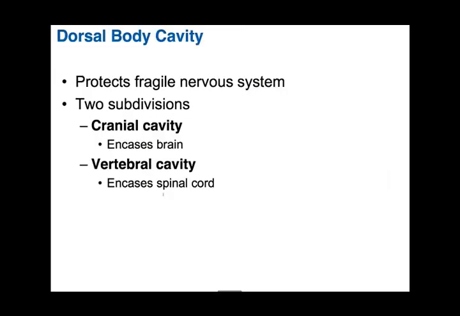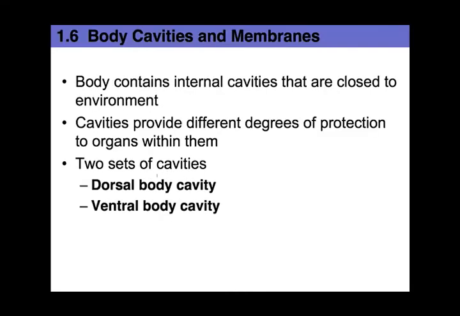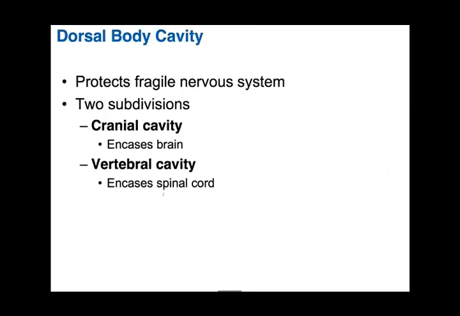Now, coming to the dorsal body cavity, it is further divided into two subdivisions: the cranial cavity and the vertebral cavity. The dorsal body cavity protects the fragile nervous system. Our whole nervous system is the control center of the human body, and all things are controlled through it. So, at first priority, the system must be protected, and it is protected by the dorsal body cavity, which is further divided into two subdivisions. The first is the cranial cavity.